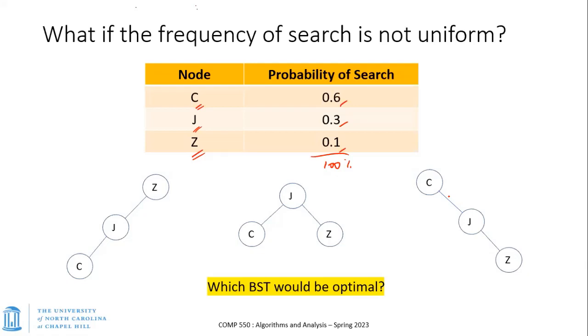So now you're saying, no, they have different weights. So maybe the one which seems to be the optimal may not be the most optimal, because now you're searching for it. You know, C is searched a lot more than Z. So how could you, just by intuition, guess a solution? Yes. The one on the right, and can you sort of explain your reasoning?